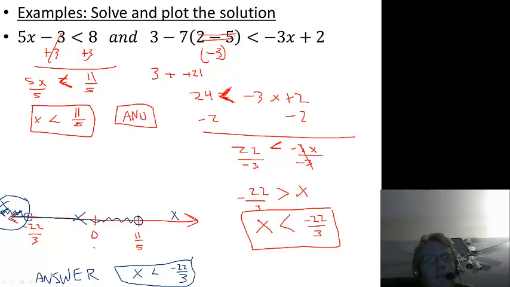Sometimes you'll get an "and" statement that causes you to have an overlap. So sometimes if one of these is going that way and the other one is going that way, your answer will just be the region in between where they overlap.